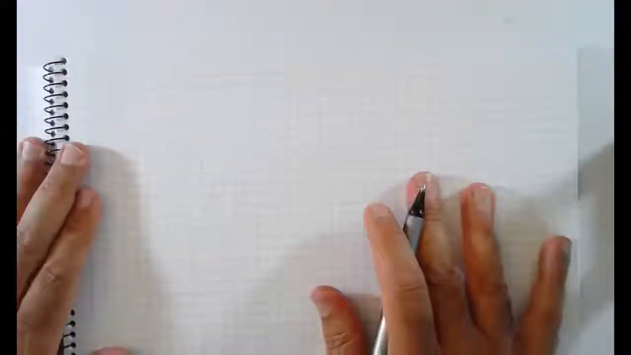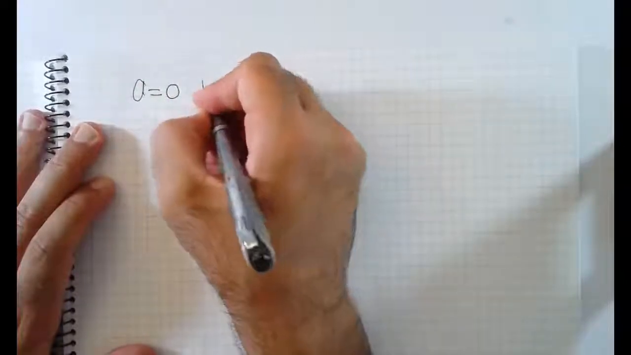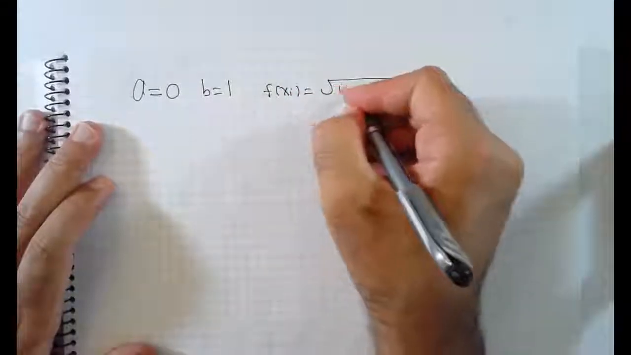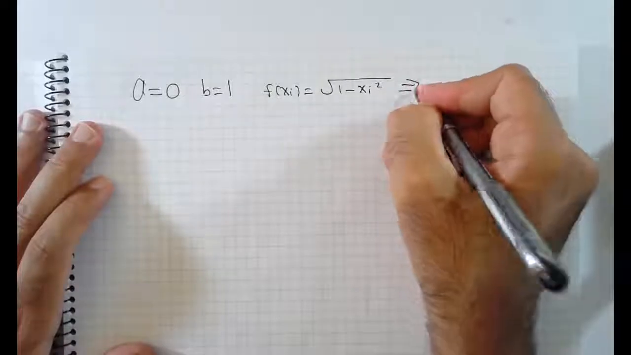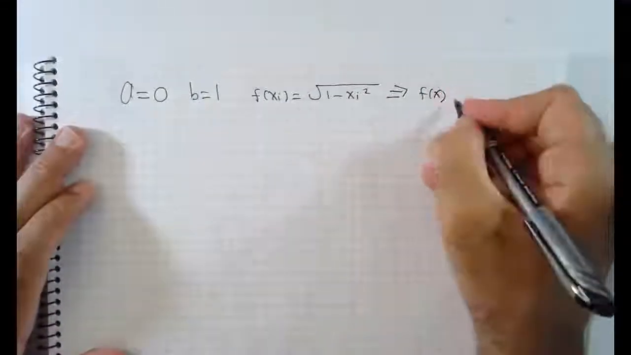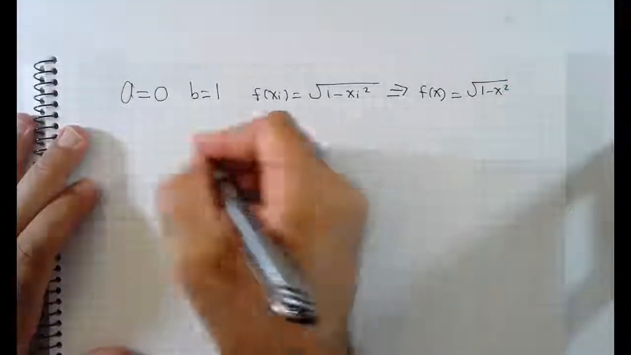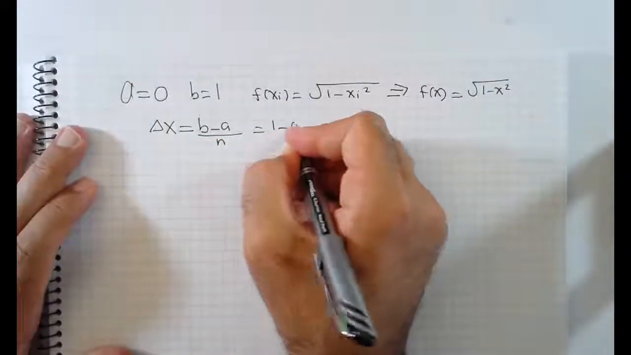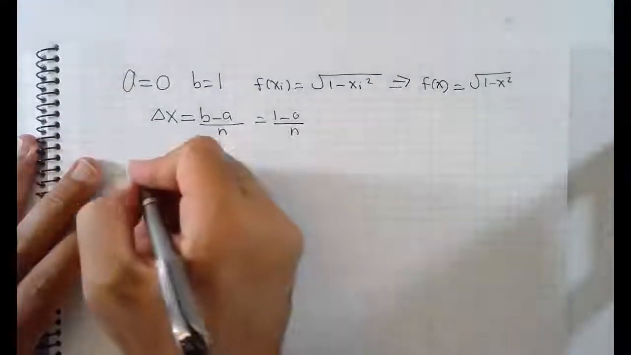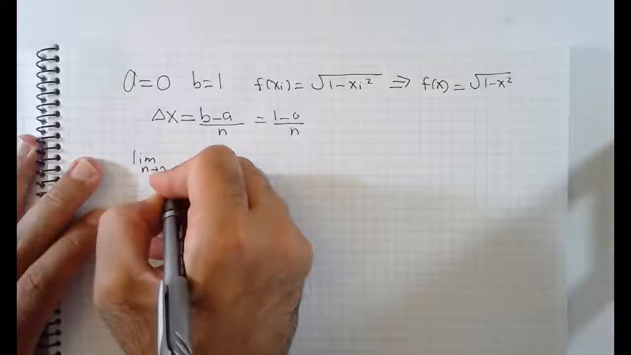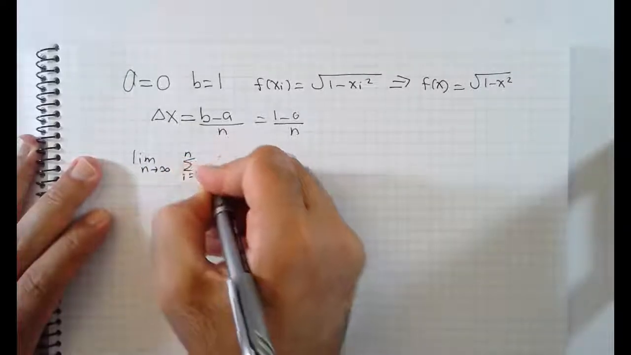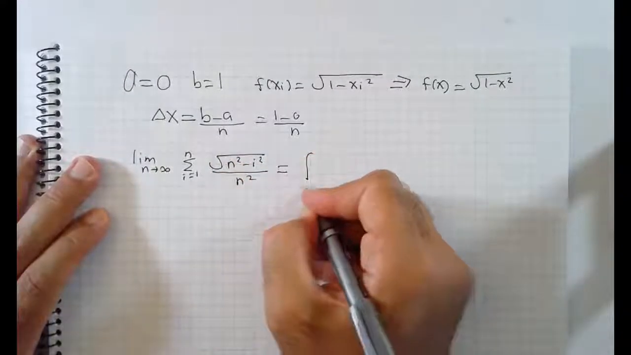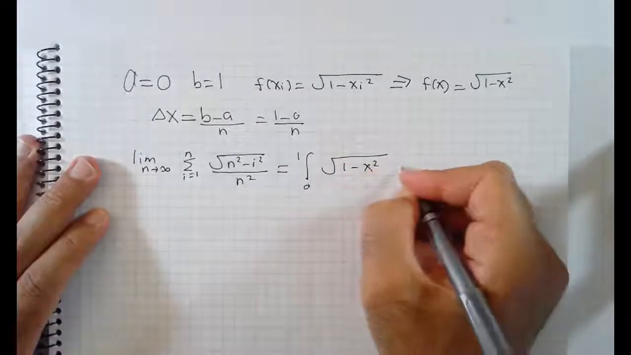So what we have is a is equal to 0, b is equal to 1. We have f of xi is equal to the root of 1 minus xi squared. That means that the function f of x is equal to the root of 1 minus x squared. We also have delta x is equal to b minus a over n, that's 1 minus 0 over n. So what we have done is we've transformed the Riemann sum, the limit as n goes to infinity of the summation from i equals 1 to n of the root of n squared minus i squared all over n squared, into a definite integral from 0 to 1 of the root of 1 minus x squared dx.